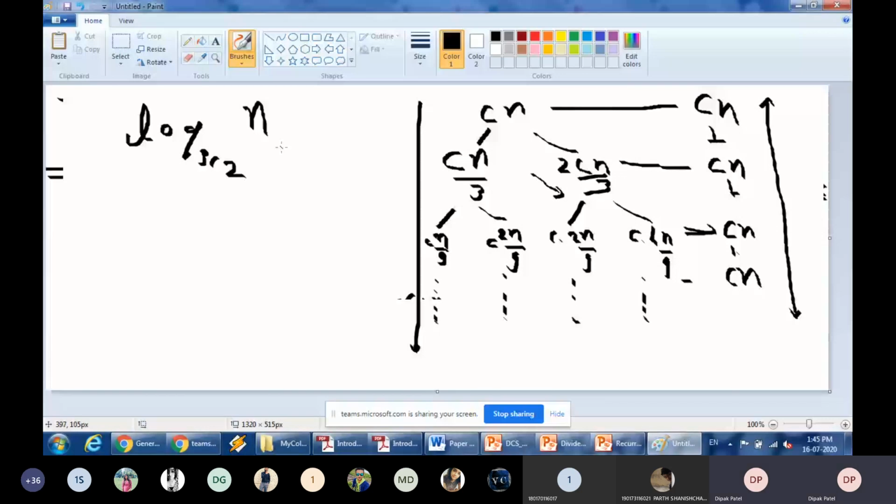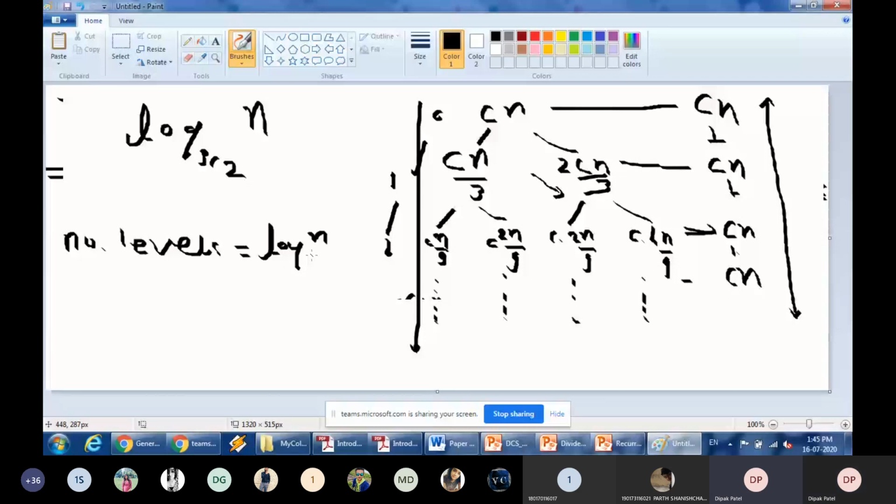And the number of levels is height plus 1. You know the equation. The number of levels in the tree is this, because height starts from 0. This is height 0, this is 1, this is 2. So the height is 2 and the number of levels is 3. So the number of levels in this tree is this plus 1. These many levels are there.